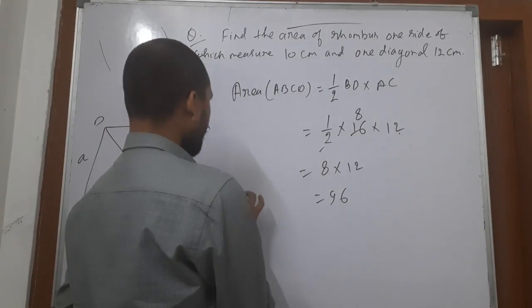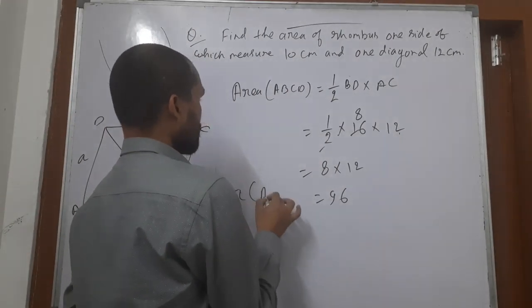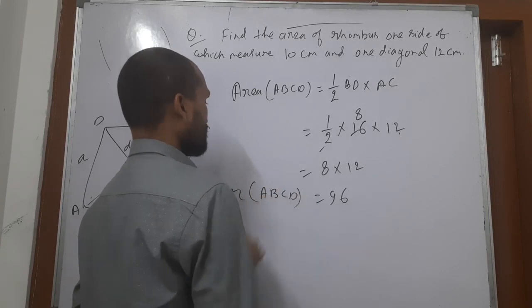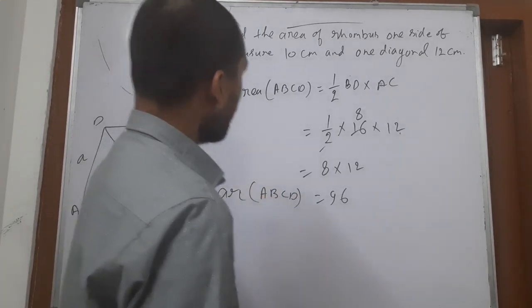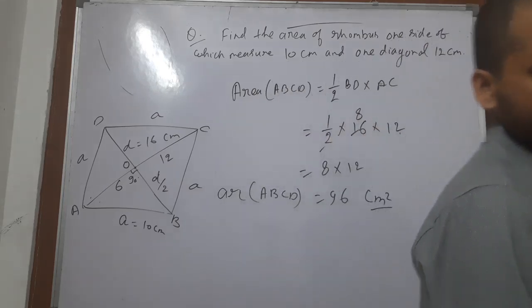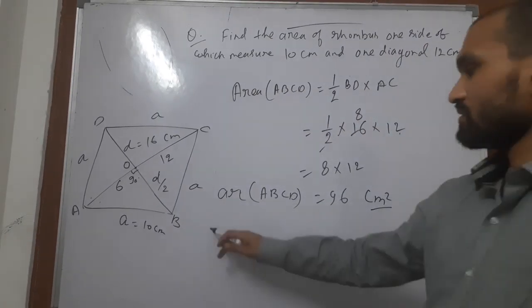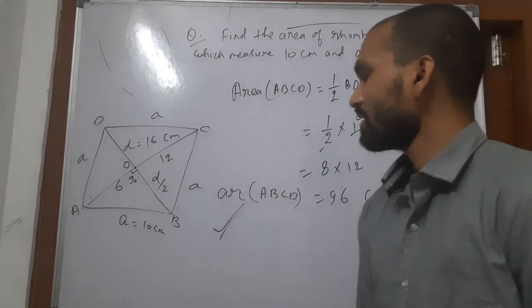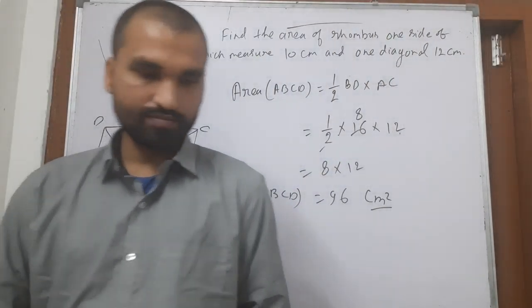Okay. So area of rhombus ABCD is equal to 96 centimeter square, or we can say square centimeter also. So this is the area of ABCD. Okay.